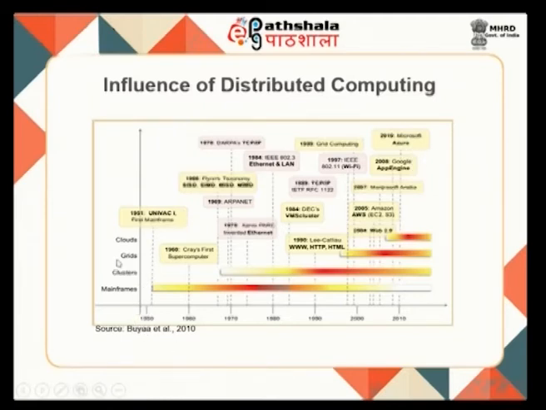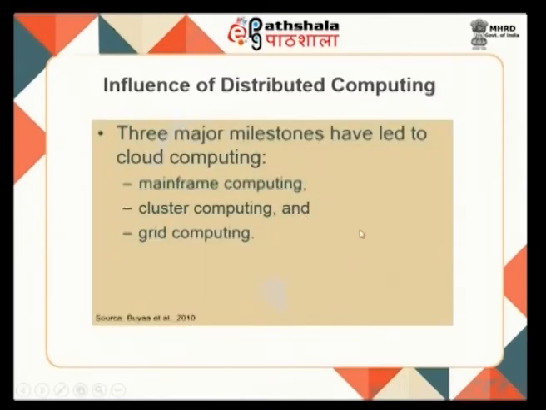If we look at this, we see that there have been three major developments. One is the initial development of the mainframes. Then mainframes gave way to clusters of computers, and clusters of computers encouraged the development of grid computing, and with the advent of grid computing came the concept of cloud computing. So, essentially the three major milestones that have led to cloud computing are mainframe computing, cluster computing, and grid computing. We will now look at these three to try and understand how cloud computing evolved from these.